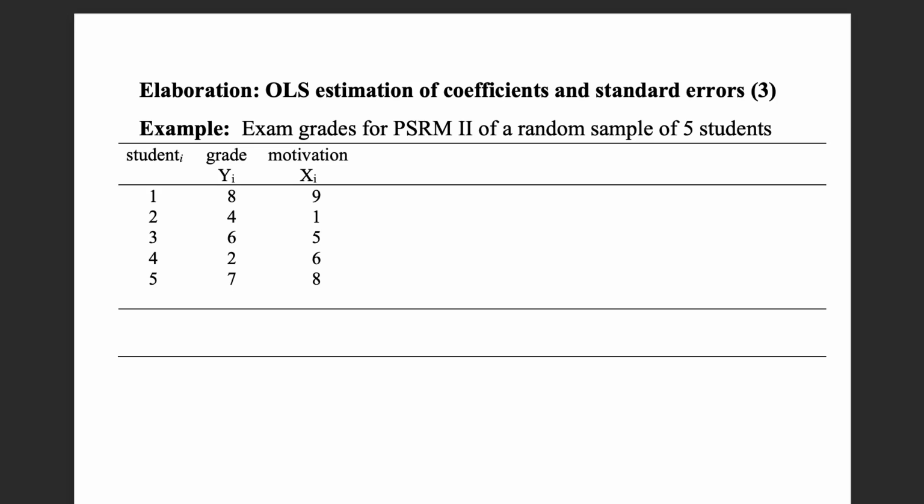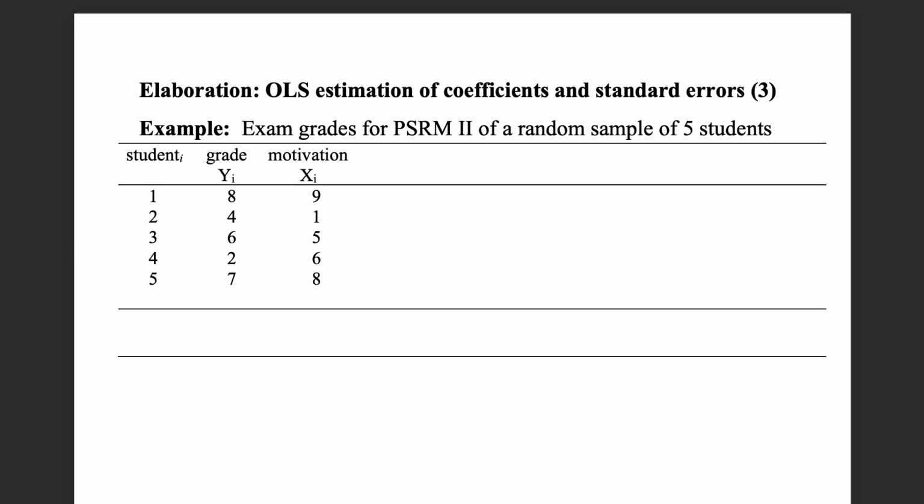And in that questionnaire survey, I asked them somehow about their motivation for the course. So maybe I had a nice question about how motivated are you to work on this course on a scale from 1, absolutely not, to 10, absolutely, I'm super motivated. And then these 5 students actually gave me an answer. So now I have a sample of 5 students for which I also know how motivated they were on a scale from 1 to 10, where a higher value indicates more motivation.